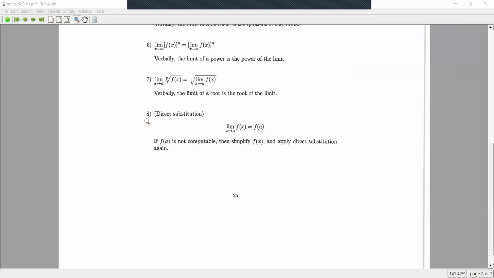Here is law number 8, direct substitution. This law says that to compute a limit, we just need to plug in the point A in x. That is, the limit is equal to the function value at the point A. In some cases, the function value at the point A is not defined or not computable. In that case, we need to simplify the function, then apply direct substitution again.